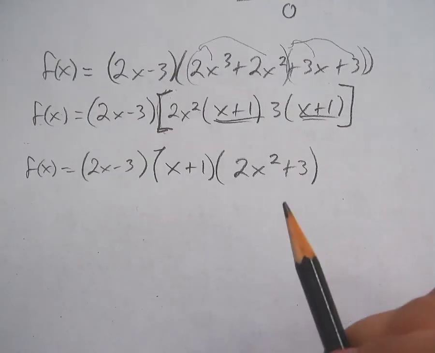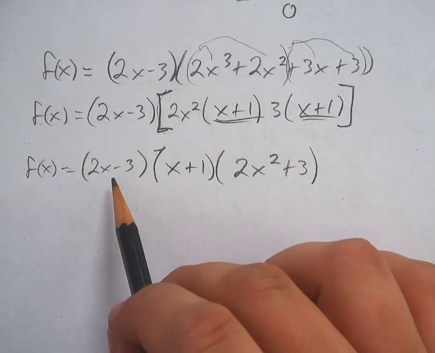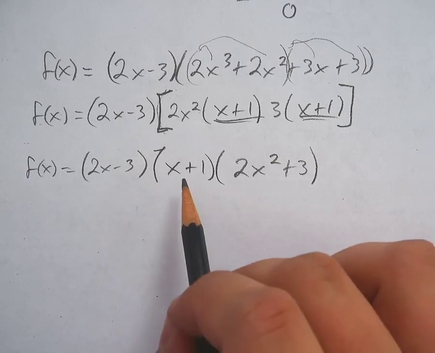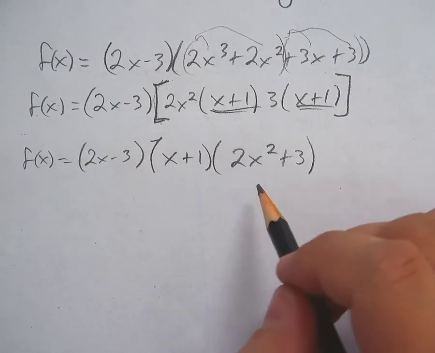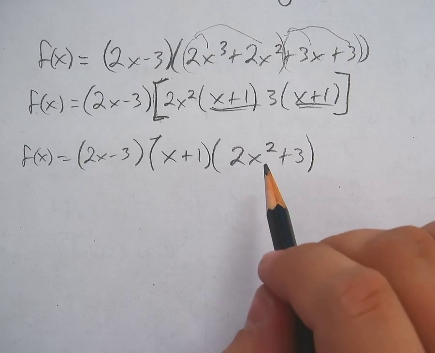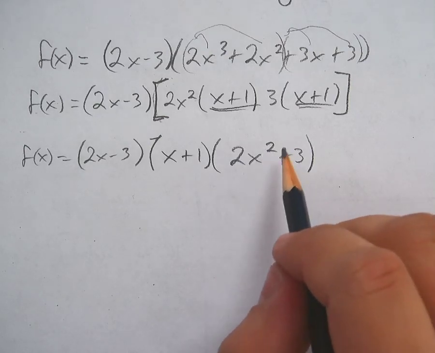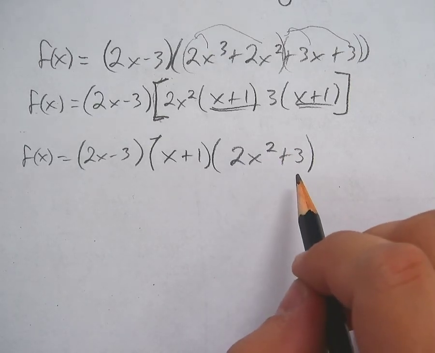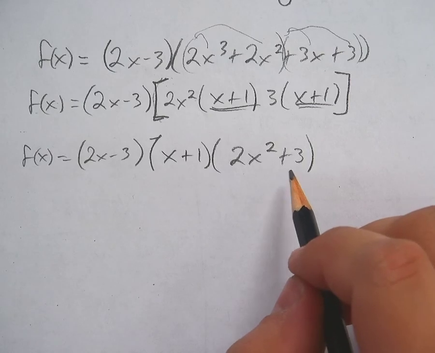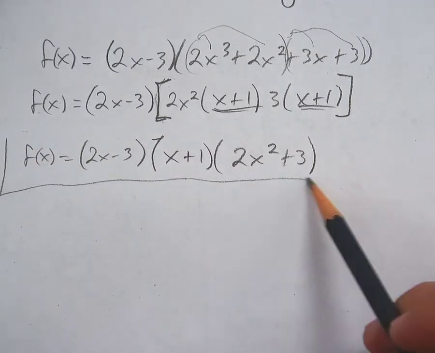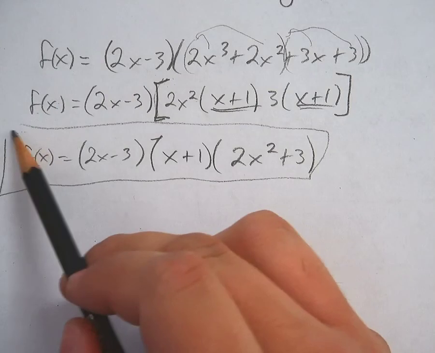Now, just to be sure, I have to look at this one. This one's fully factored, nothing I can do here. This one's fully factored, nothing I can do here. This one has an x squared in it, so I need to double check it. Can I factor 2x squared plus 3 and get good solid numbers? No, I can't. So I'm going to call that factored.